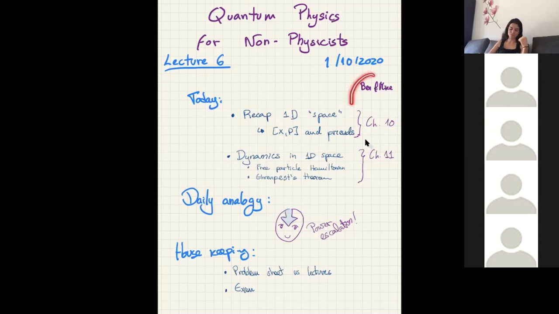And the relevant chapters from the Schumacher and Westmoreland book is chapter 10 for what we'll do today, only a little bit, and then we start with the beginning of chapter 11. Okay. And then later on we'll come back to chapter 10 and so on.